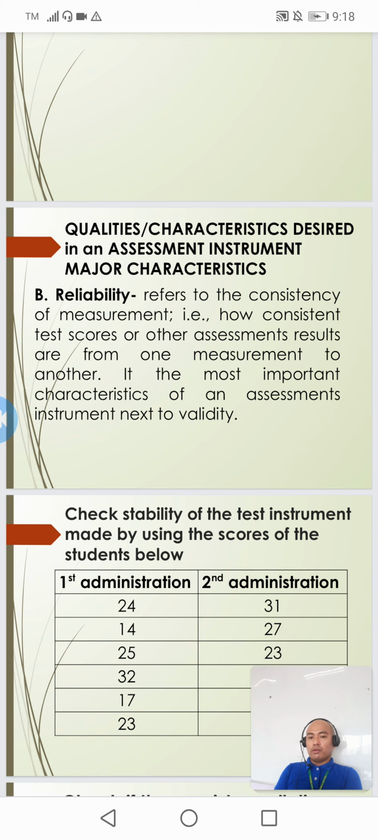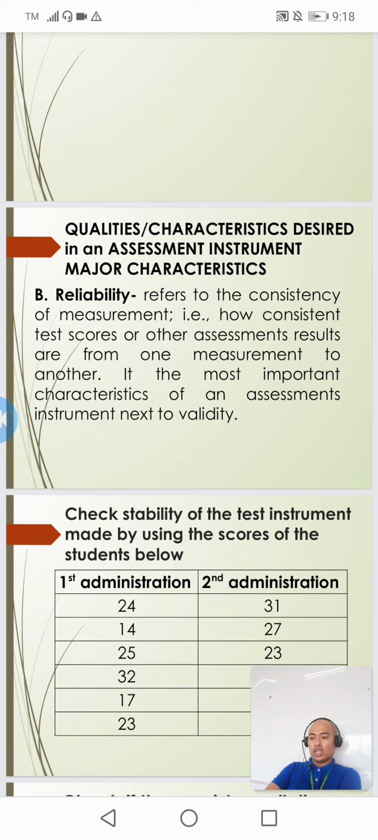Okay? Now, to be able to check the parallelism between two instruments, you will be giving two parallel forms of tests or two exams with close time interval between forms. Okay? So, dalawang instrument ang gagamitin natin dito. And we'll be utilizing the Pearson product moment correlation coefficient again for you to be able to check the reliability index of the test instrument. So, that is the second one, the parallel equivalent form.